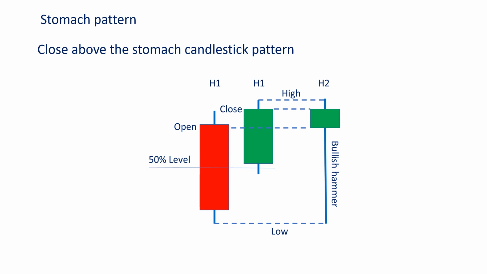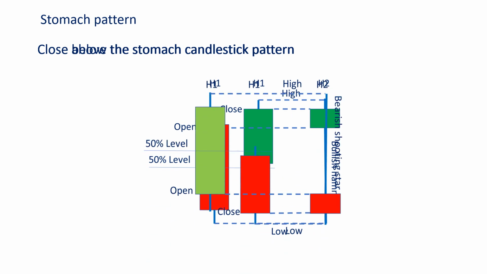Here I blend this pattern for you, and as you see, the outcome is a strong bullish hammer with a 2 hour time frame, which suggests the buyers are in control of the market and it's time to go long. This is close below the stomach candlestick pattern. Close below the candlestick pattern is a strong bearish reversal pattern that consists of two candles.